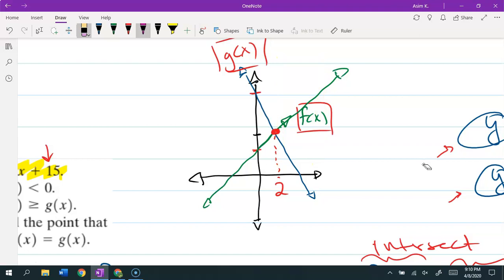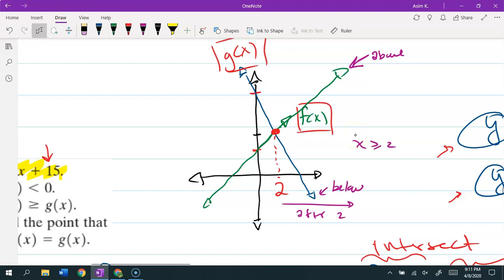In everything that comes after 2, right? So everything that's after 2 on the x-axis, after 2. Notice that the function that's called f of x, all right, this function right here is above the function that's called g of x, which is below, right? So f of x, the green line, is above the blue line as long as you're talking about everything that is greater than or equal to 2.